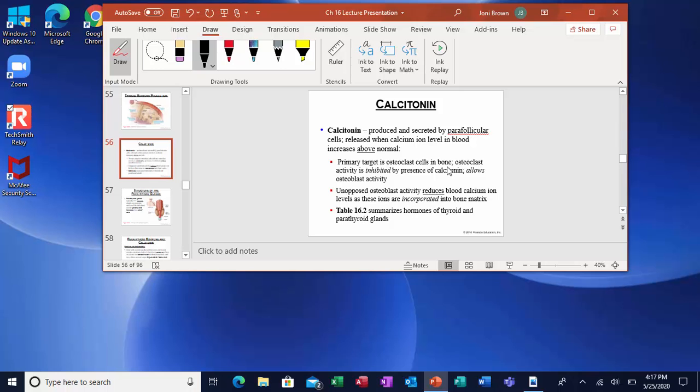Calcitonin, that's made by those parafollicular cells, it gets released when our calcium ion level in our blood goes too high. And it will target the osteoclast cells in the bone so that bone is broken down. That's what osteoclasts do. But if you've got a high calcium level in the blood, you don't want bone broken down. So it'll target those osteoclasts and inhibit what they're doing to make the osteoblast work more to take up the calcium in the blood.